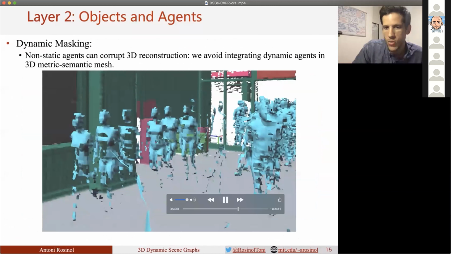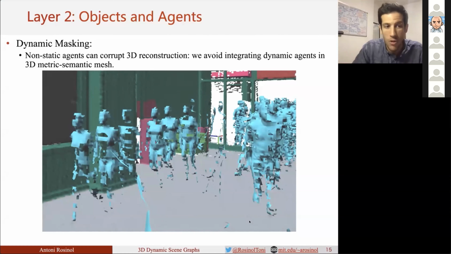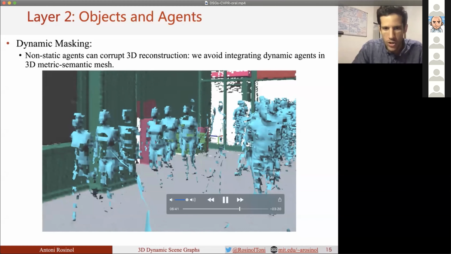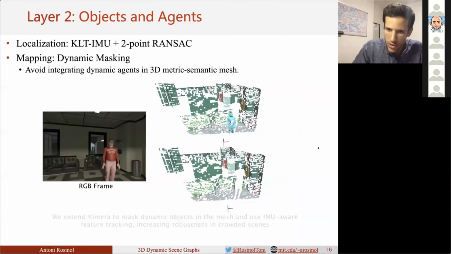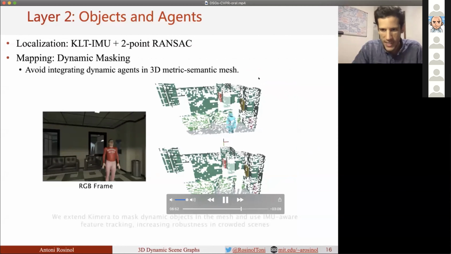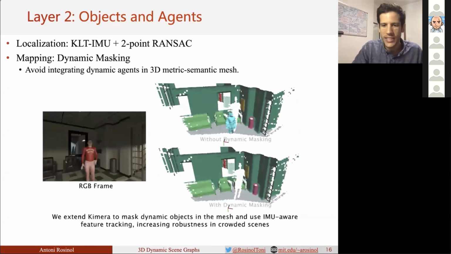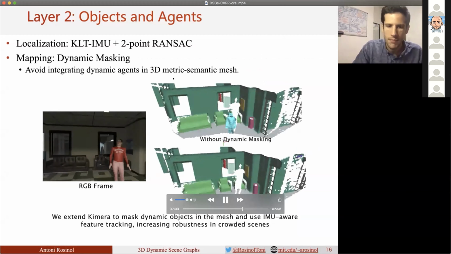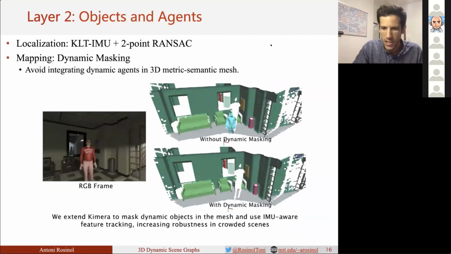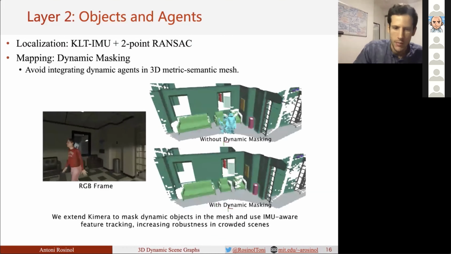Clearly, building a 3D mesh with dynamic elements may introduce artifacts that we must address. In our case, dynamic objects both affect the localization and the mapping modules. Therefore, we use an inertial-aided Lucas-Kanade tracker, which discards feature tracks that do not follow the expected per-frame rotational optical flow inferred from the gyroscope, and a 2-point RANSAC that also uses the inertial rotation to prune outlier correspondences in the feature tracks. On the mapping side, we are able to avoid integrating depth measurements from dynamic elements by discarding those measurements that correspond to pixels from dynamic objects in the 2D semantic image.